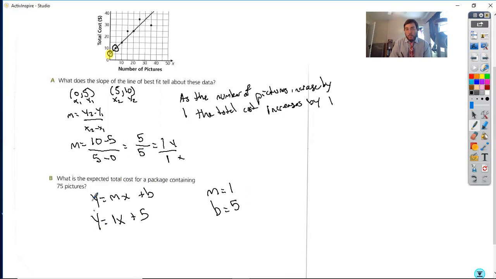That's our y value, right? Our y values up here are our total cost for 75 pictures, which are our x value. So we're just going to plug in 75 for x and find out what y is. So y equals 1 times 75 plus 5. 1 times 75 is 75, plus 5 is 80. So if we're expecting the total cost, we'd expect it to be $80.